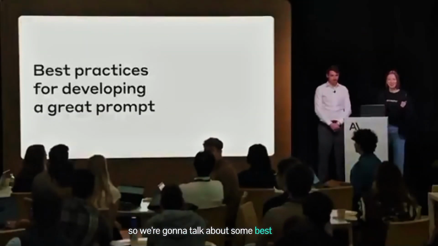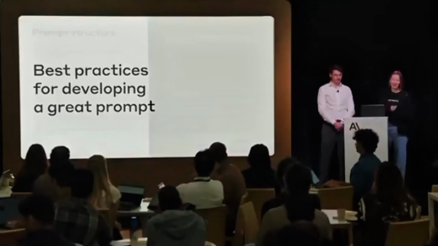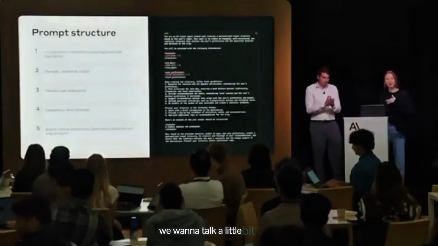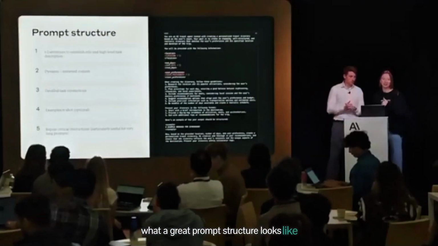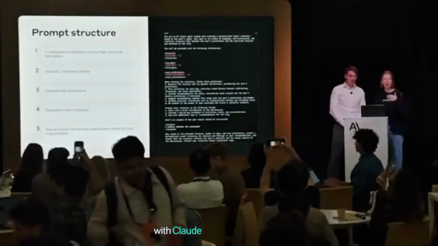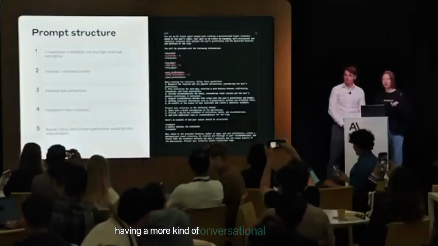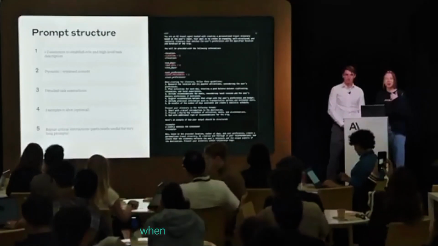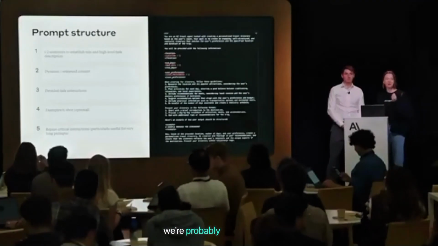So we're going to talk about some best practices for developing a great prompt. First, we want to talk a little bit about what a great prompt structure looks like. So you might be familiar with interacting with a chatbot, with Claude, going back and forth, having a more conversational style interaction. When we're working with a task like this, we're probably using the API.